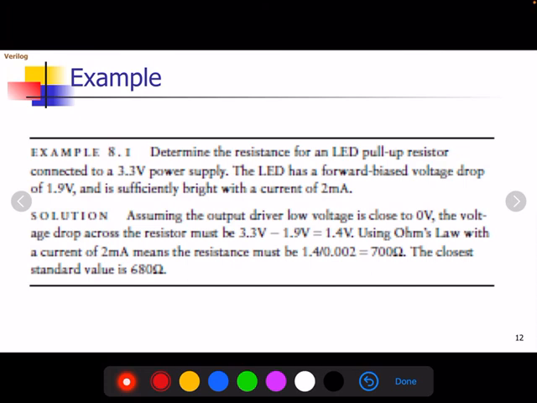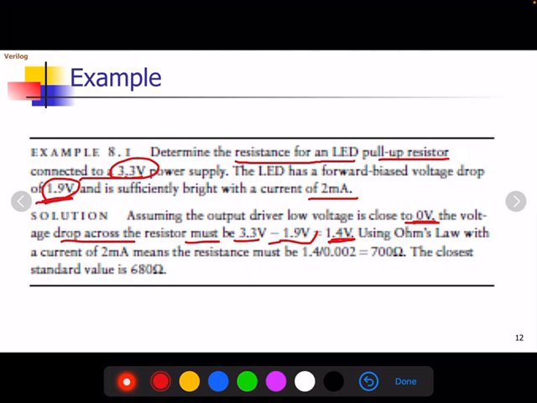There is a calculation also based on this. Determine the resistance of an LED pull-up resistor connected to a 3.3 volt supply. The LED is forward biased, and the voltage drop is around 1.9 volts. It is sufficiently bright with a current of 2 milliamperes, so we need to identify the resistance. Assuming the output driver low voltage is close to 0 volts, the voltage drop across the resistor will be the supply minus the drop: 3.3 minus 1.9, so the remaining voltage is 1.4.